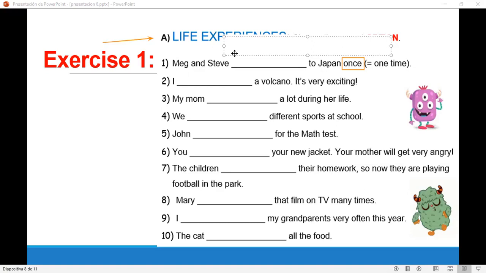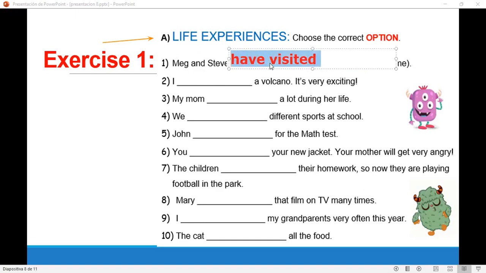Okay. So, help me. ¿Cómo iría la estructura aquí? Meg and Steve have visited to Japan once. Yes, it's good, but we are using the preposition, okay? So in this case, we are not going to say visited to. We're going to say been, okay?